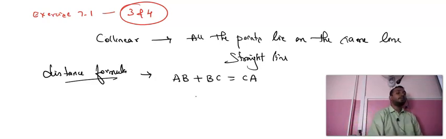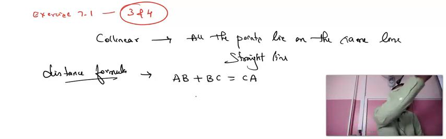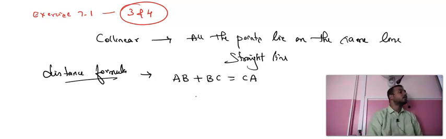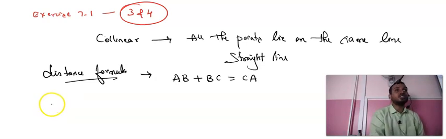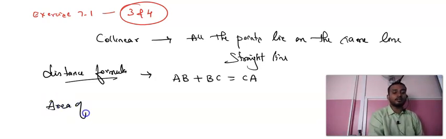But comparing to this topic, comparing to distance formula, area of triangle is easy. Because here we have to find 3 distances. Then again we have to add AB plus BC. We have to write equation 1. Again we have to do comparison between equation 1 and equation 2, LHS and RHS, then we have to prove. If not, you can use the easiest topic, that is area of triangle.